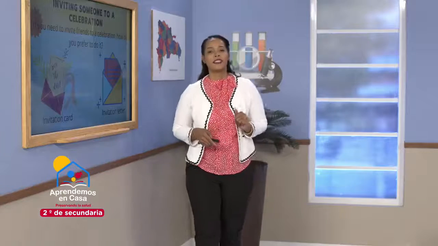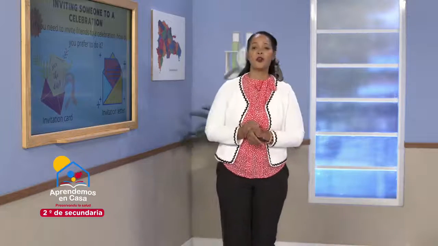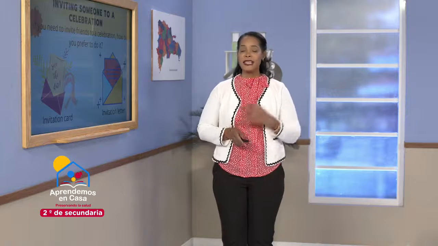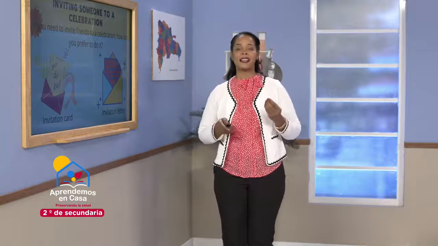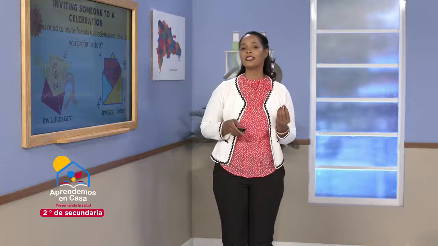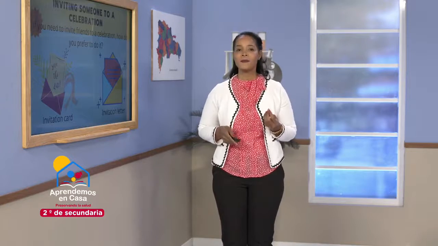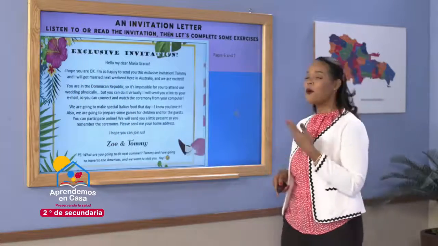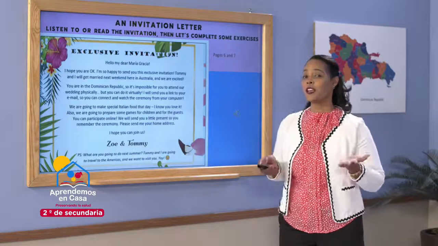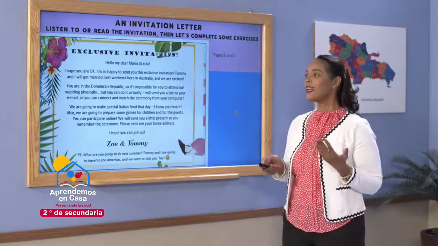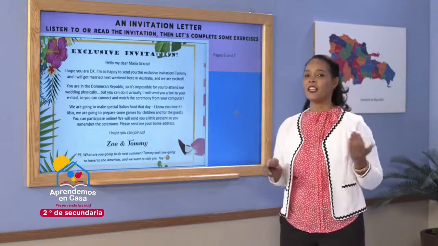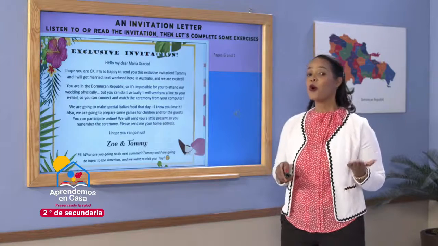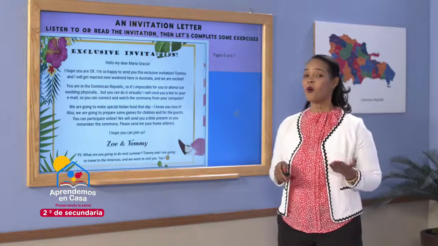I'm going to present an invitation letter to you and I want you to read and listen to the message. Te voy a presentar una carta de invitación y quiero que escuches y leas el mensaje. As you read this invitation, I want you to pay attention to the information. What event is the invitation for? ¿Para qué tipo de evento es la invitación? When is the event? ¿Cuándo es?